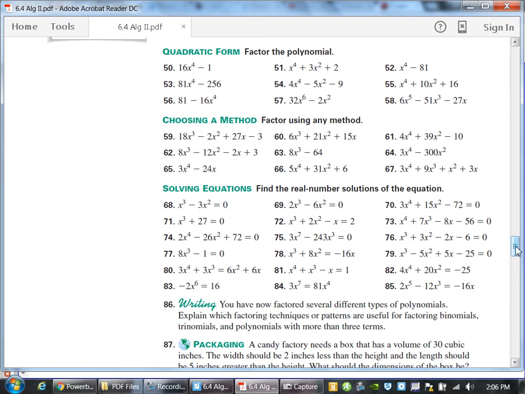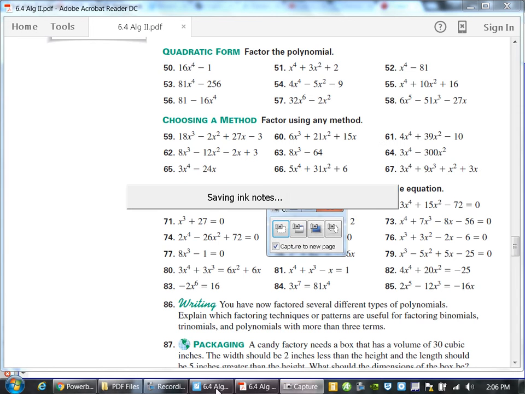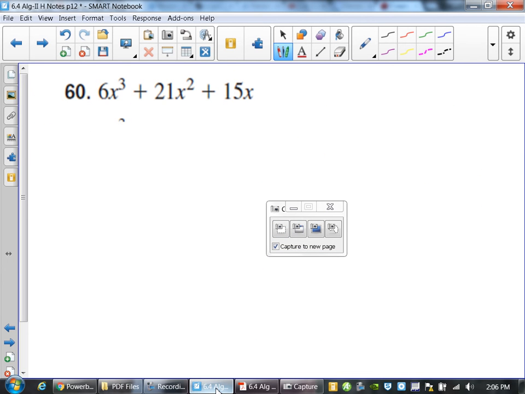First rule of factoring. What's the GCF in 60? 3x. Factor out 3x, and you're left with 2x squared plus 7x plus 5. 2 times 5 is what? 10. What times what is 10, you add together to get 7? 2 and 5.